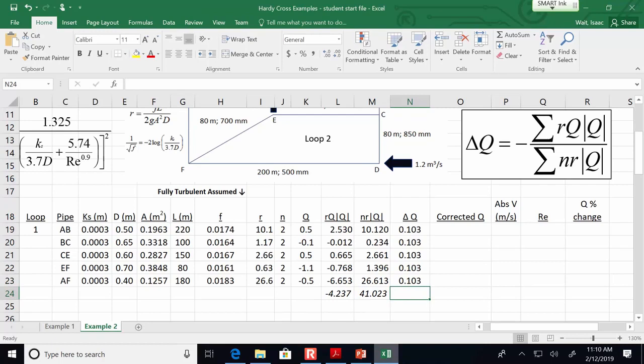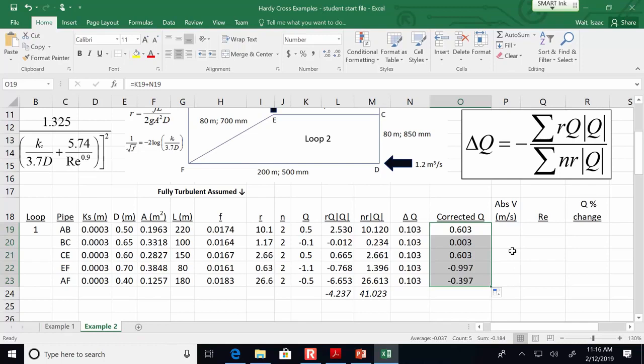So you can always take a look later on after the class. Okay, so delta Q represents the first change that we need to make to bring the flow rates closer to equilibrium within the loop so that we're not violating continuity. Okay, so the corrected Q is the initial guess plus the change. We're just adding the original guess Q and the change. Okay, and so then I can drag that formula down through all of the pipes that are in this loop.